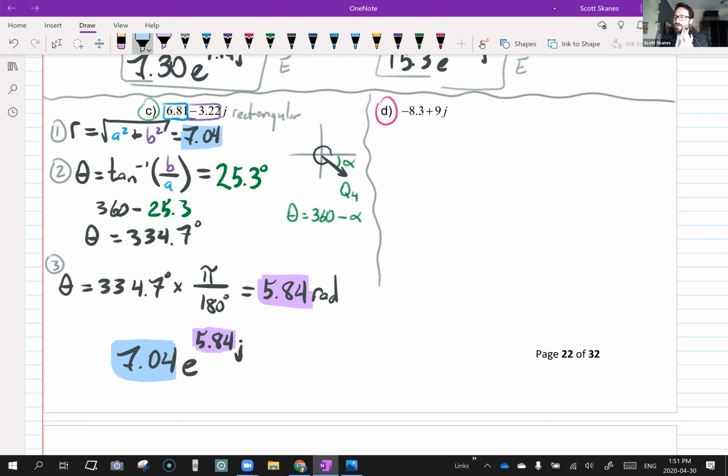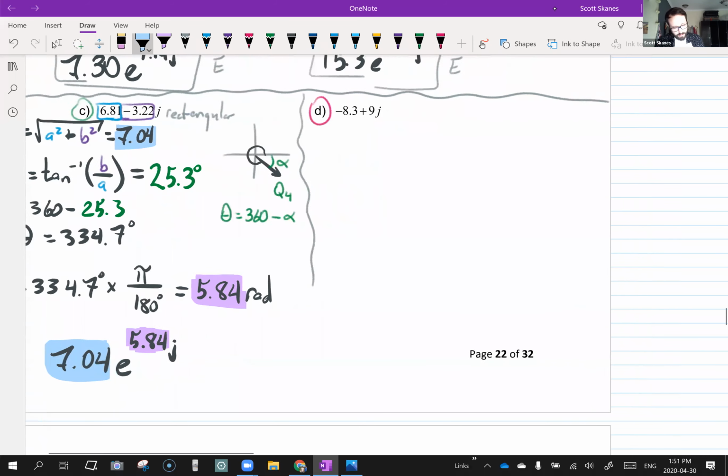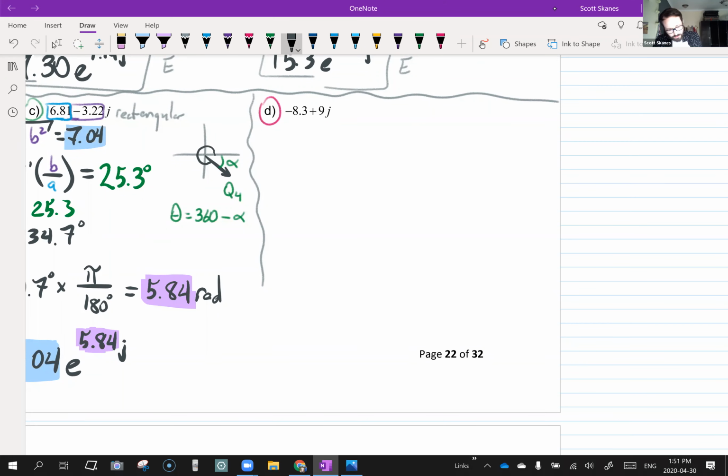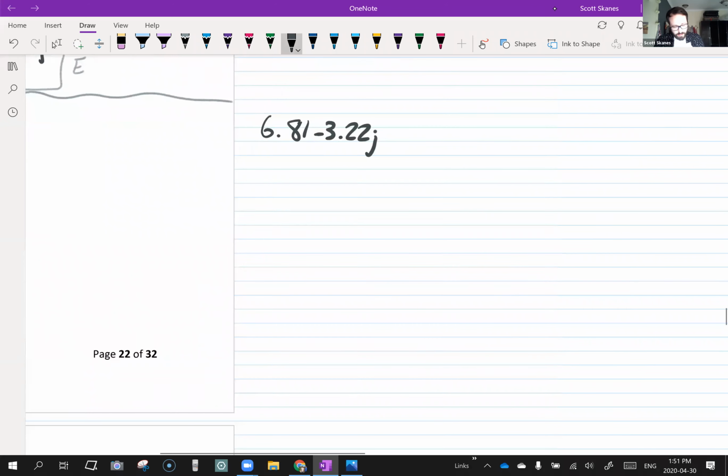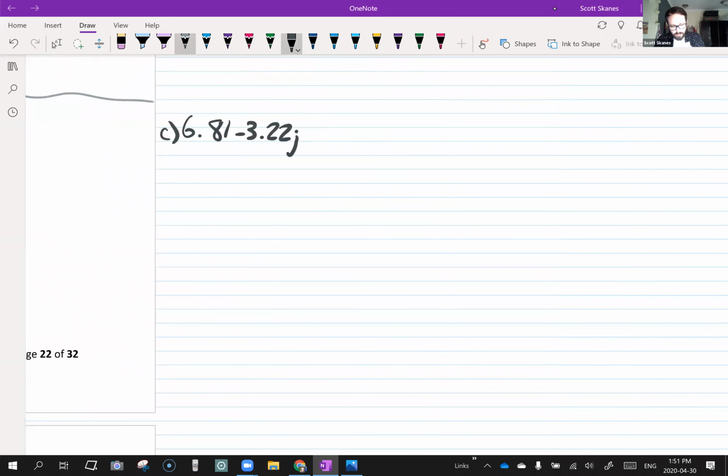Zara, you asked how we know that this angle is in quadrant 4. So let me just write a little side note here. Sorry for anyone who's writing that, I'll come back to it. The original question C was this. And what I should have done really is draw the sketch first. So we see the sketch.